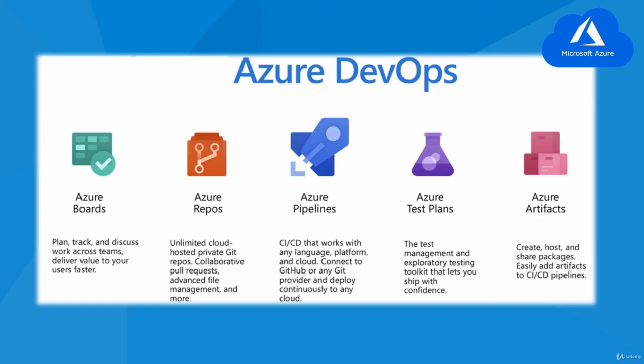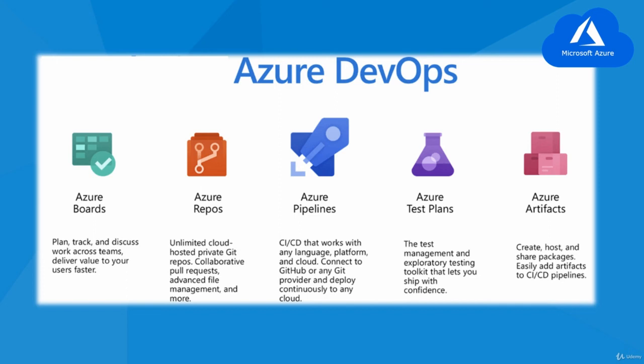Then you have Azure Pipelines, with code integration and code deployment. That works with any language like Python, C, Java, Ruby, C#, .NET, or any platform, be it Windows, Linux, or Mac, and the cloud. You can connect GitHub or any Git provider and deploy continuously to any cloud, be it Azure, AWS, IBM Bluemix, or more. You have this pipeline in order to arrange everything in an orderly fashion.